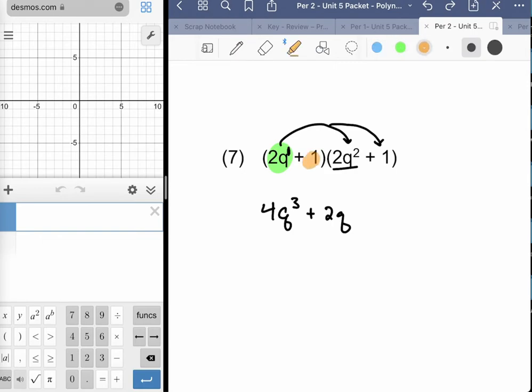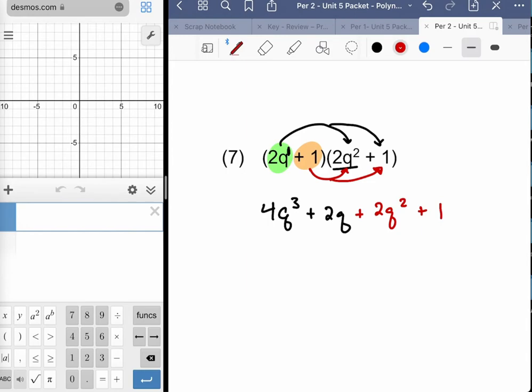Then we're going to run through with the positive 1, meaning we're going to take that 1 and multiply it by each term in the second polynomial. Anytime you multiply by a 1, you're not making any change. 1 times a number is that number. So 1 times 2q squared is 2q squared. 1 times 1 is 1. So this is very, very close to the correct final answer.